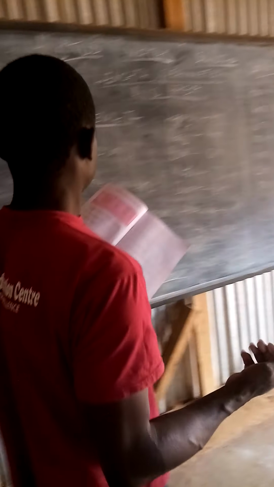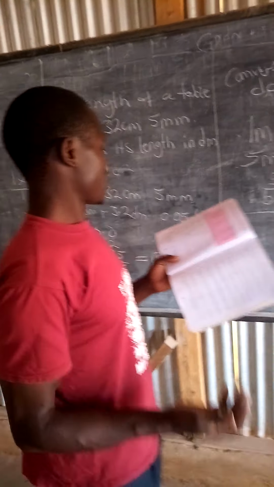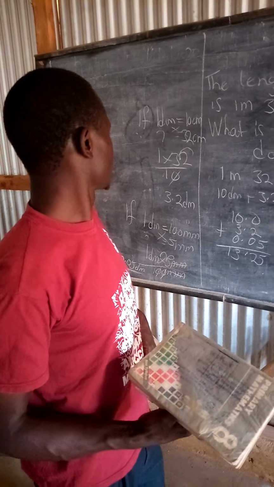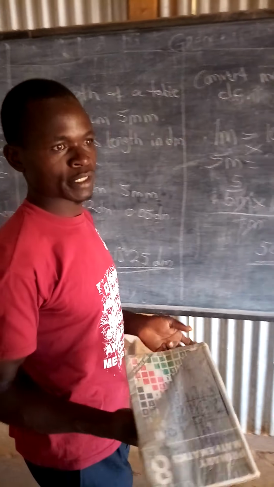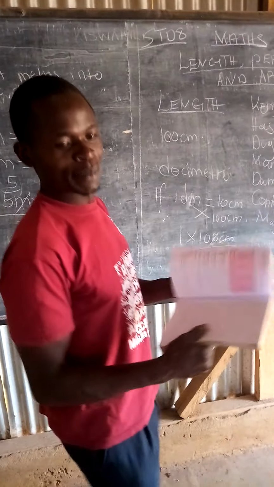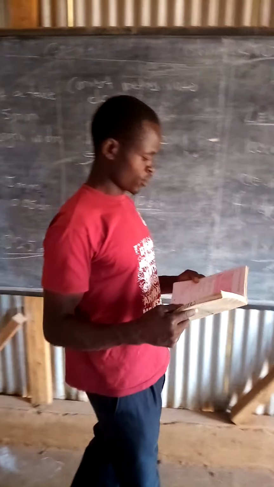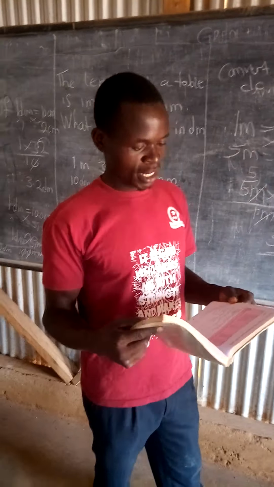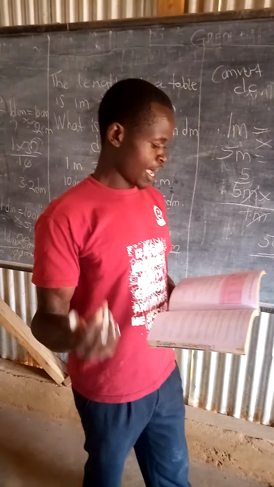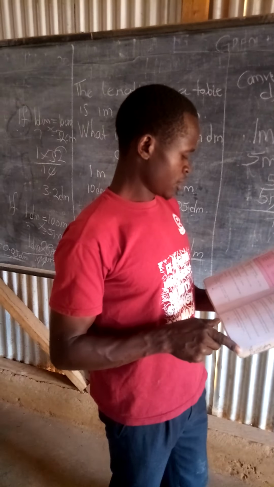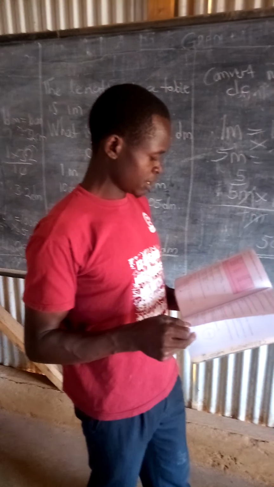Okay. From there, I think all of you have understood our lesson. Is there anybody with a question? Your peers, is there anybody with a question? Okay. Silence means you've understood. And if you've not understood, you will ask me where you encounter any problems.